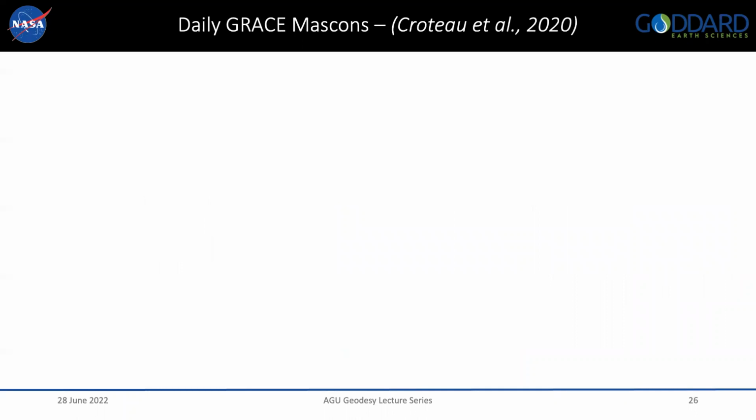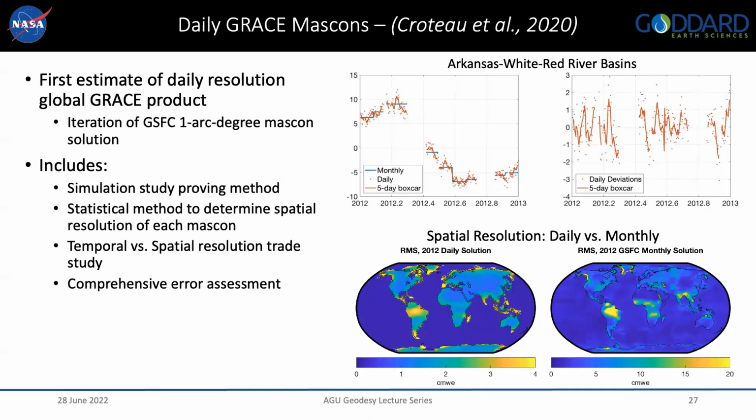First, I want to highlight work that came out of my PhD dissertation and the first few months at Goddard as a NASA postdoc in 2019. So this was work that was published back in summer of 2020 during the height of COVID, but was largely done from 2017 to 2019, we'll say. And we created a daily GRACE MASCON solution that was an iteration of the Goddard monthly solution. We then used that to investigate a wide host of observability questions and attempt to push the temporal limits of what we could observe with GRACE.